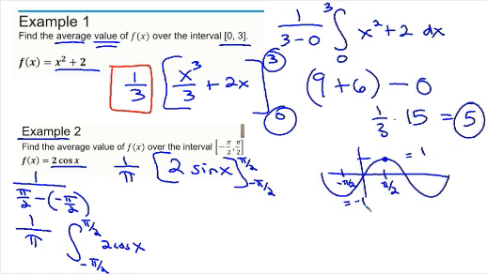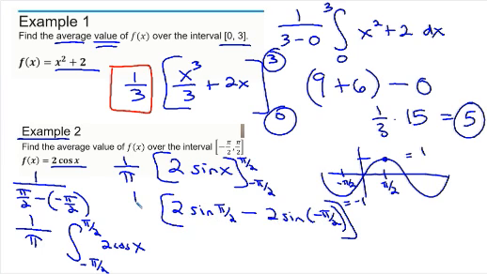So when I do 2 times the sine of pi halves, I'm going to subtract 2 times the sine of negative pi halves. Of course, that's going to be multiplied by 1 over pi. The sine of pi halves is 1, so this is going to be 2. This thing right here is negative 1, so this is going to be like adding 2. That is multiplied by 1 over pi, so my answer is 4 over pi.